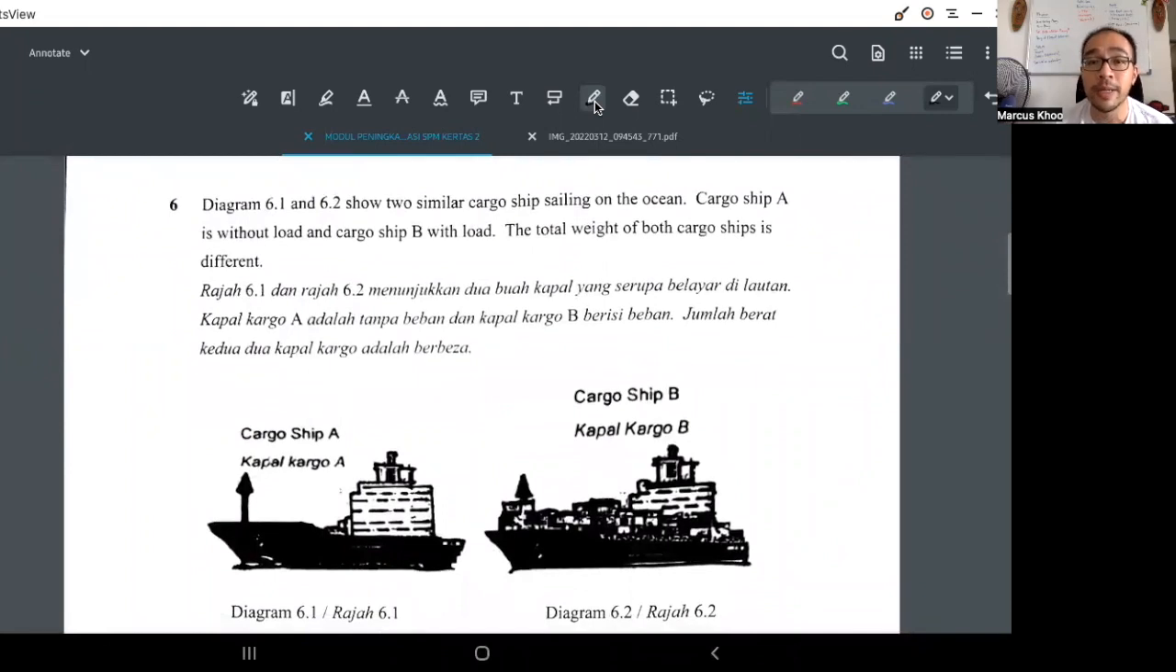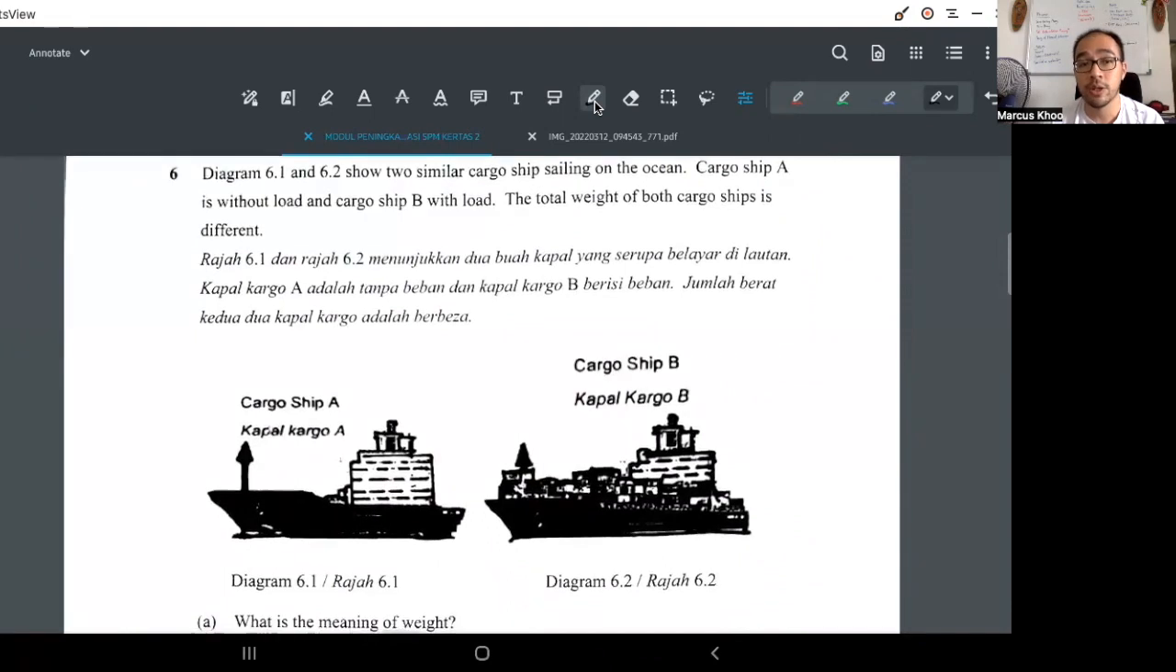Again, Archimedes principle. We seem to be seeing this question a lot this year. So you might want to take note of this. So cargo ship A is without the load. Cargo ship B is with a load. The total weight of both the cargo ships is different.